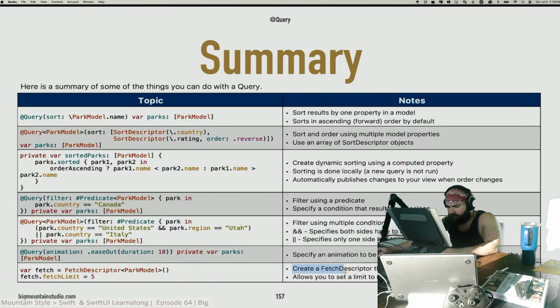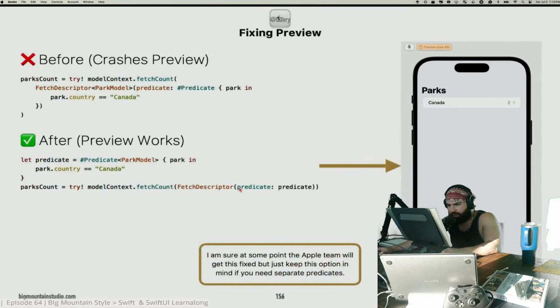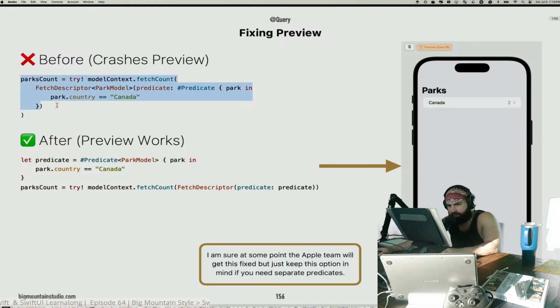And then create a fetch descriptor that you can pass into query. Allows you to set a limit. Yeah. So we saw this 2 or 3 times, and I think I kind of like that the best. Meaning this method here. Separating out the predicate or the fetch descriptor or both. And then just passing it in. So now I went out to do all this stuff inline like here. We just have predicate, pass in the predicate.